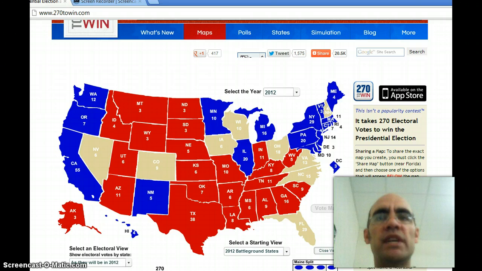If you look at the screen, you see a map. It's blue and red, and there's some light brown colors there. And you'll notice that there are numbers underneath the abbreviations for the state. For example, Virginia has a 13, Pennsylvania, my favorite state, has 20, Florida down here has 29, Texas 38, California 55, and so on and so forth. Those are the number of electoral votes for each state.